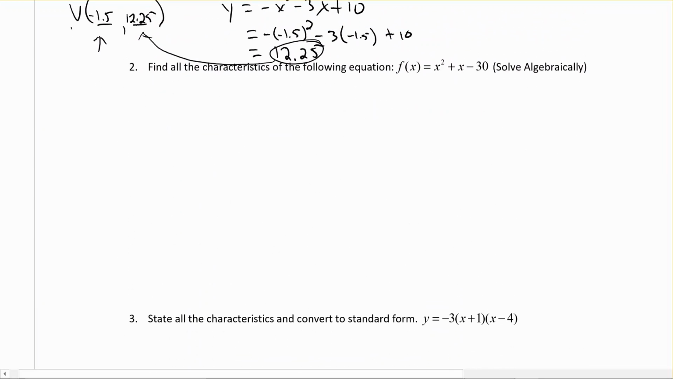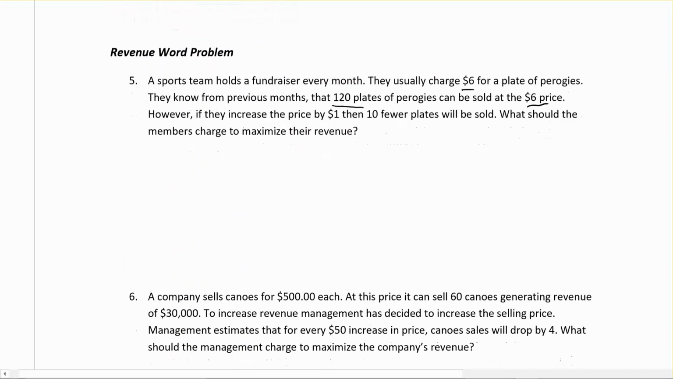The only time I'm not going to let you pop it in your calculator to figure stuff out is if it specifically says solve algebraically. So if it doesn't say that, use your calculator.